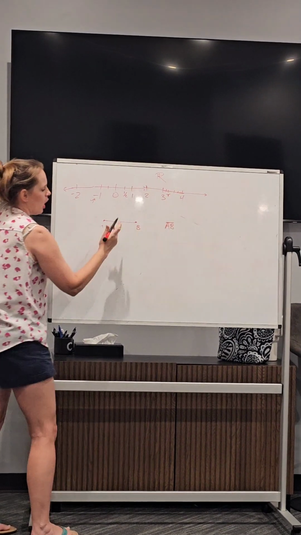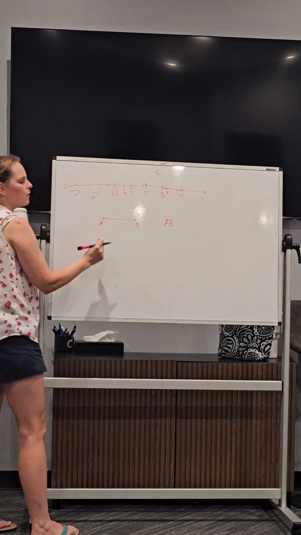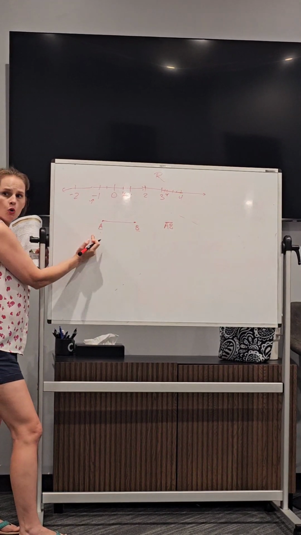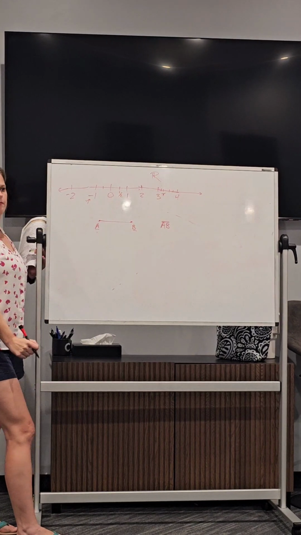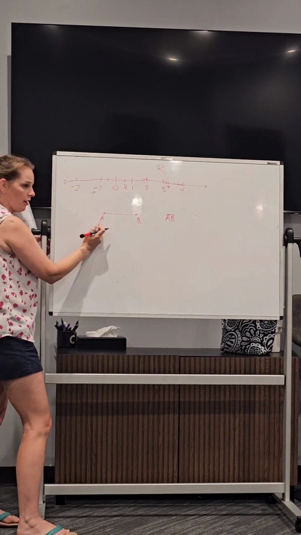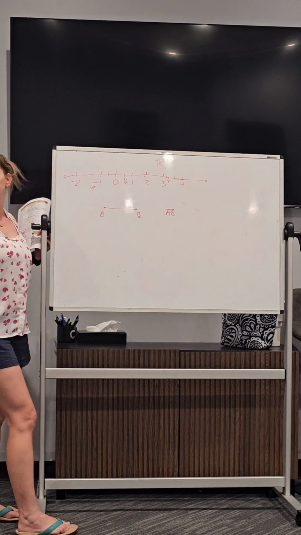Now, a ray has a starting point. So, hold on. When I go to a line segment, it has a definite beginning and a definite end. It's like home to CC. Home to CC. We are not going on and on forever. We have a starting point, we have an ending point, right?